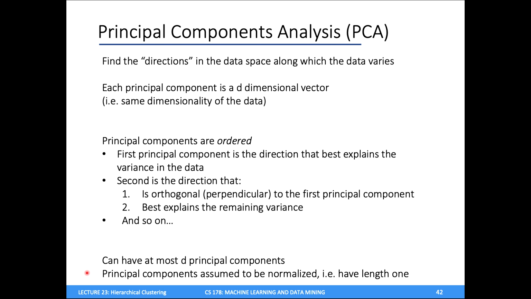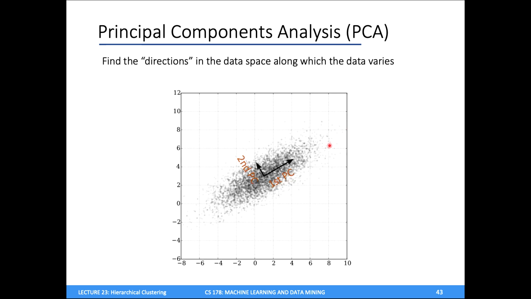And I'm going to assume all of my principal components are normalized so that they have length 1. So these are unit vectors. Again, my first principal component is this direction along which my data is maximally changing. And then the second principal component is the direction orthogonal to this that also captures the variance in my data.